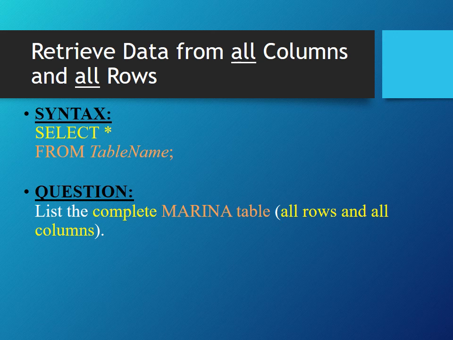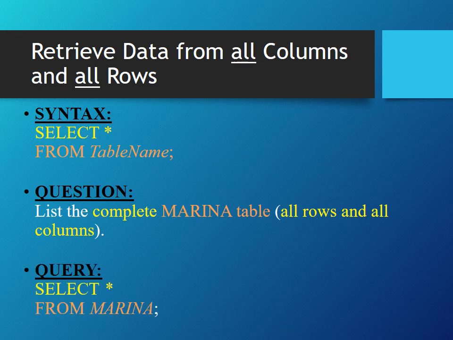I see that I want all rows and all columns, so I can use the asterisk in the select statement to indicate this. I also see that I need to get my information from the Marina table, which I highlighted in orange. This gives me the query, select asterisk from Marina, semicolon, as you see here. Don't forget to add the semicolon on the end to execute the query. This is something that I see missed quite a bit. Run this in your mini server to see the results. Let's move on to the next example.